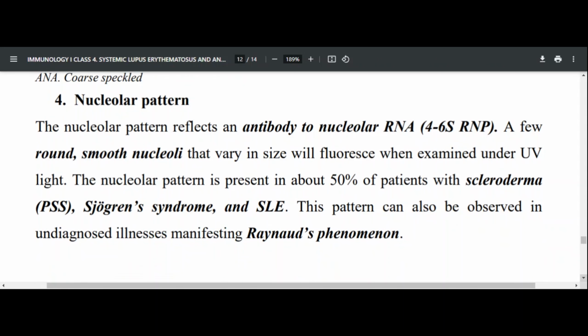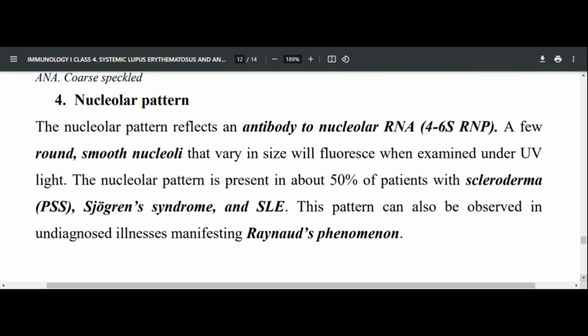Just a few smooth nucleoli within the nucleus. That is what we call the nucleolar pattern. It is just a few round dots in the nucleoli of the nucleus, fluorescing under UV light. The nucleolar pattern is present in 50% of patients with scleroderma, which is progressive systemic sclerosis, Sjögren's syndrome, and SLE. Some of them exhibit the nucleolar pattern. This pattern can also be observed in undiagnosed Raynaud's phenomenon.